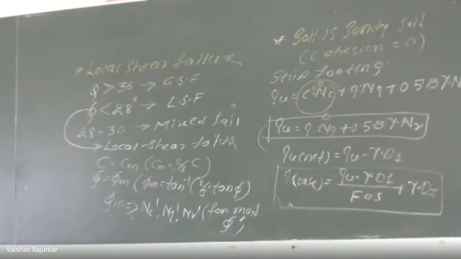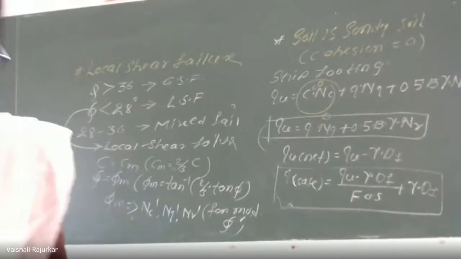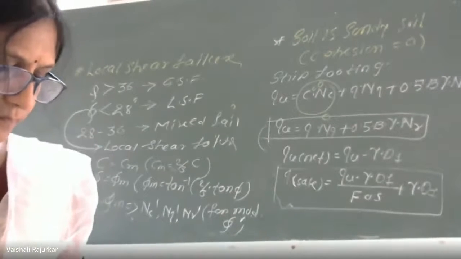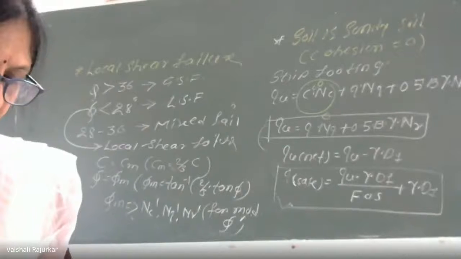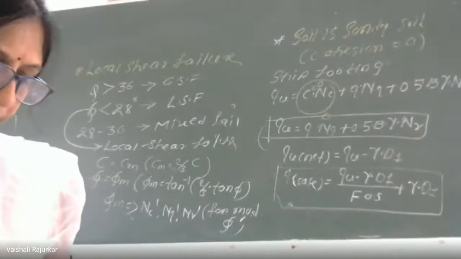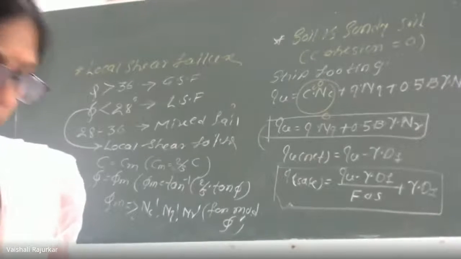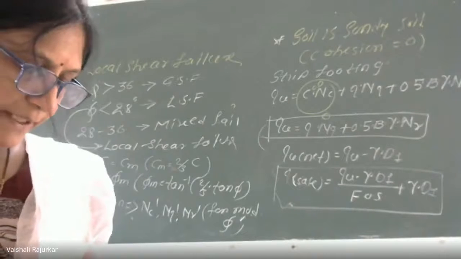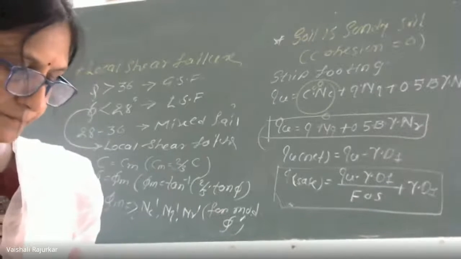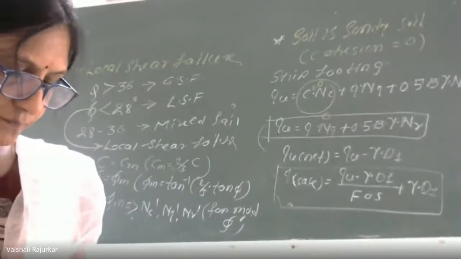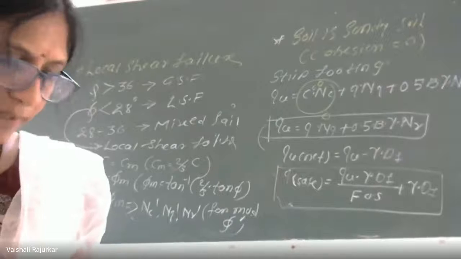A square footing, 1.3 meter by 1.3 meter, is founded at a depth of 1.2 meter below ground level.